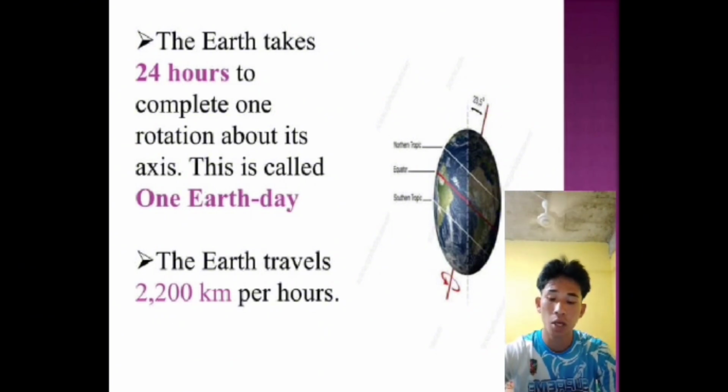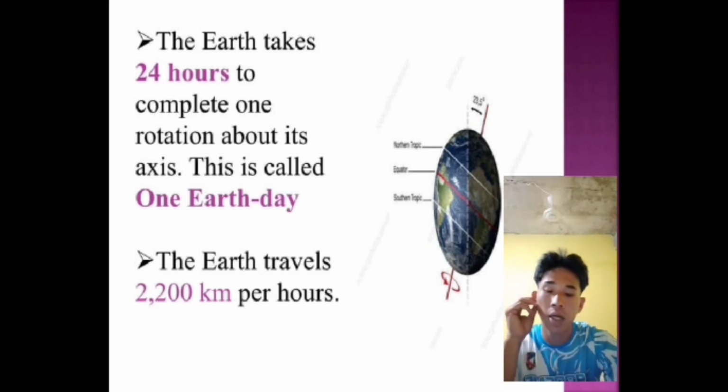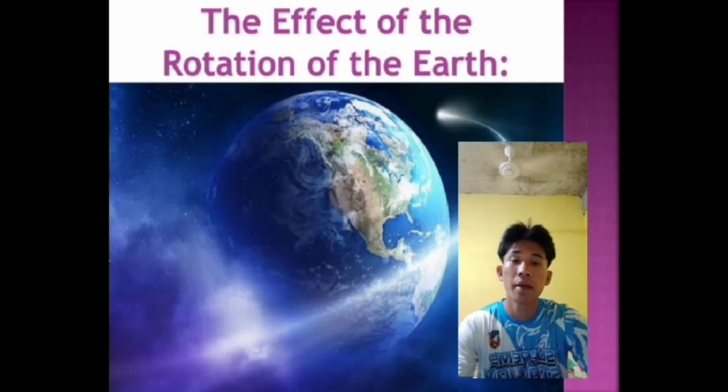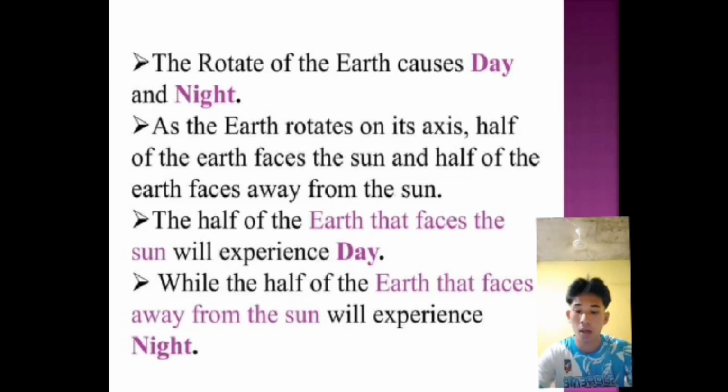The Earth travels 2,200 km per hour. The Northern Tropic and the Southern Tropic are equal at 23.5 degrees. The effect of rotation of the Earth: the rotation of the Earth causes day and night. As the Earth rotates on its axis, half of the Earth faces the Sun and the other half faces away from the Sun. The half of the Earth that faces the Sun will experience day, while the half that faces away from the Sun will experience night.